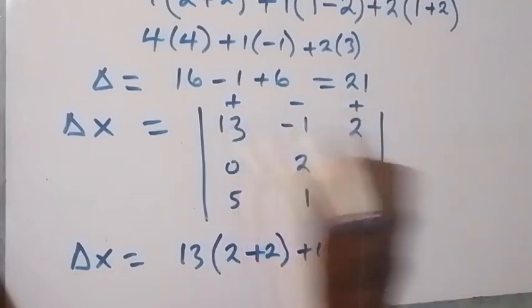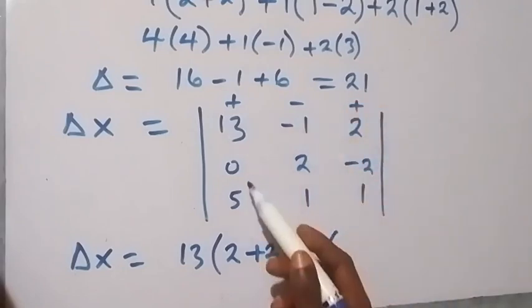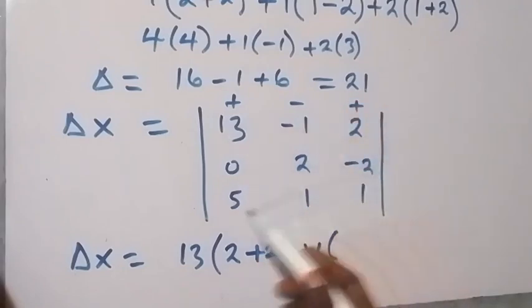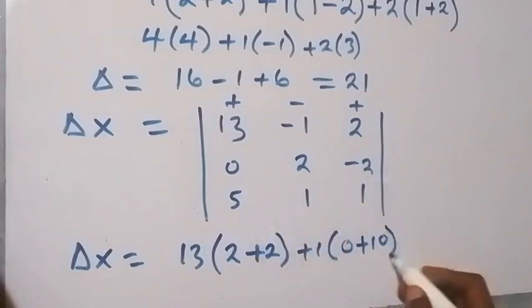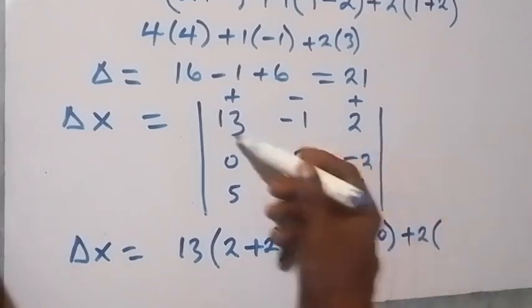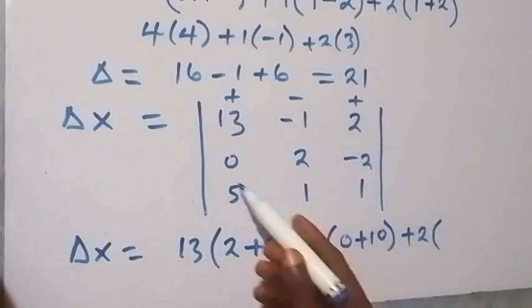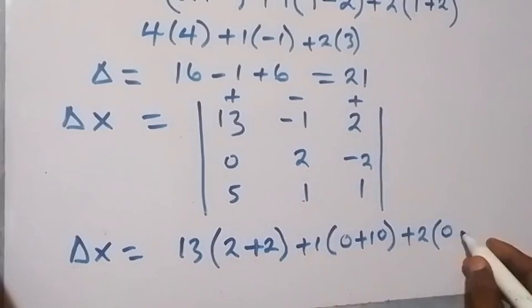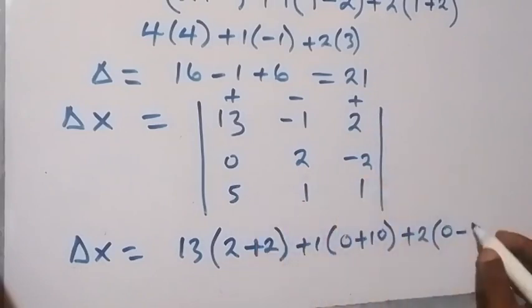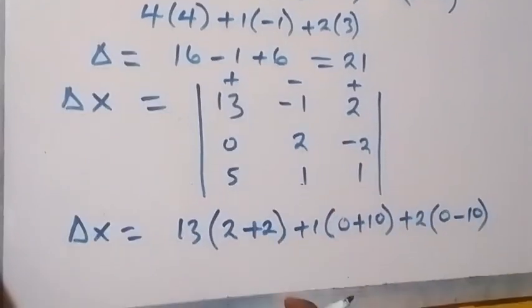Cancel everything on the row and on the column of minus 1. We are left with this 2 by 2 matrix. That's 0 times 1, that's 0. Then minus 5 times minus 2, that's minus 10, which is plus 10. Then plus 2 into bracket. Here we cancel everything on this row and this column as well. Then the 2 by 2 matrix: that's 0 times 1, that's 0. Then minus 5 times 2, that's 10. And what we have now becomes 13 times 4.